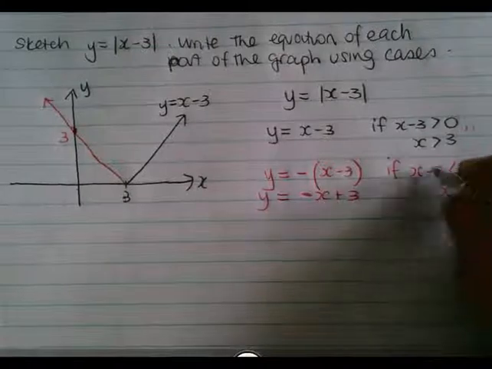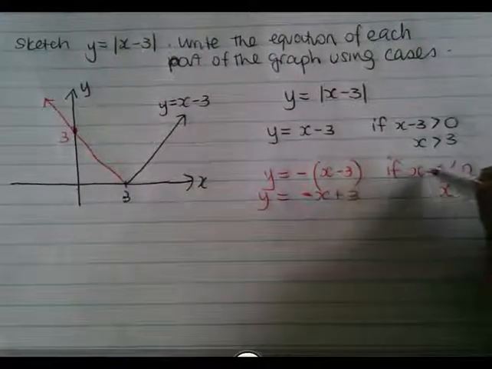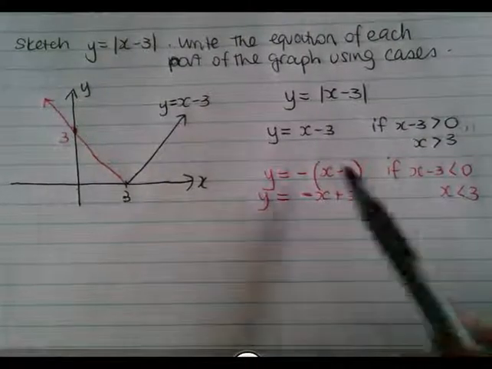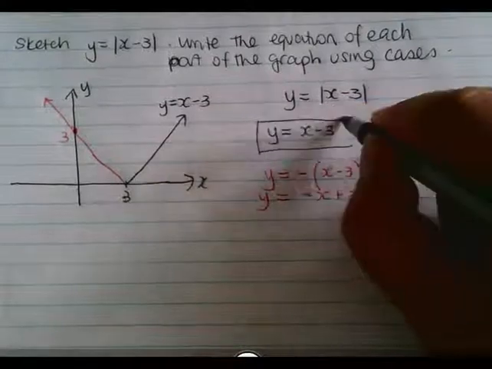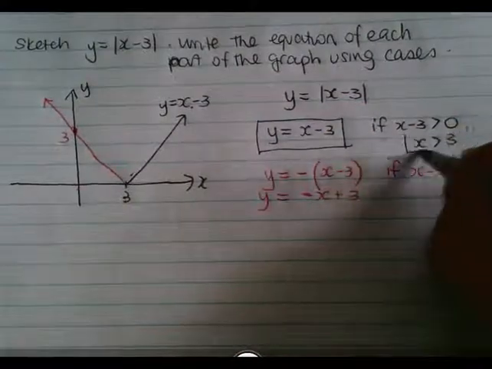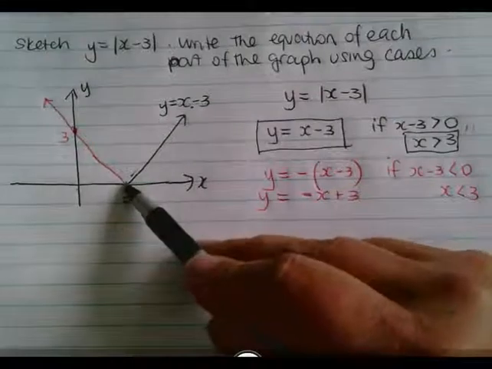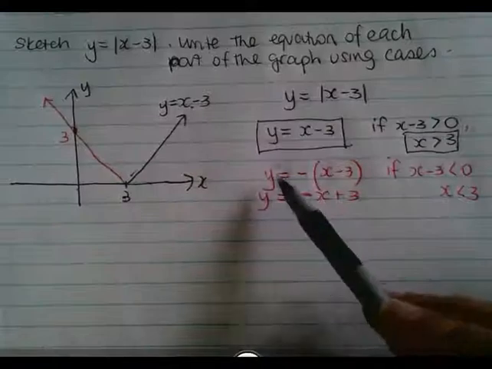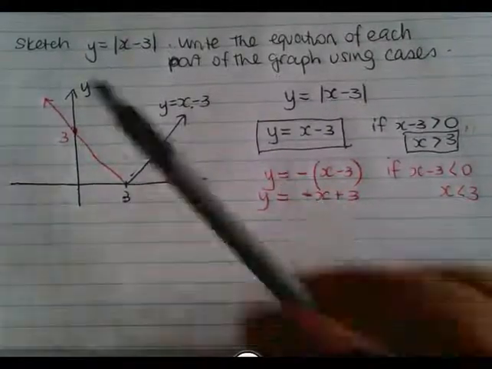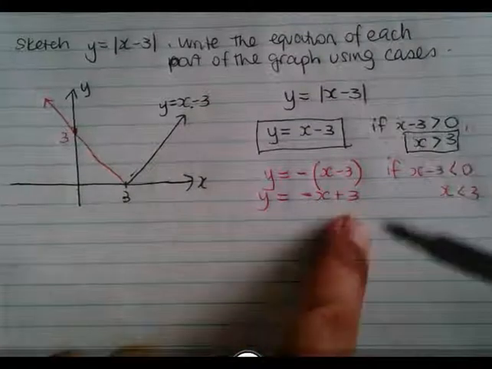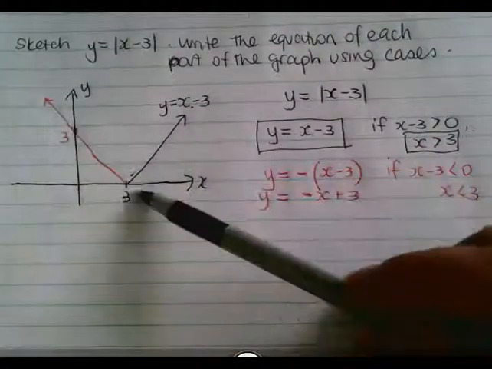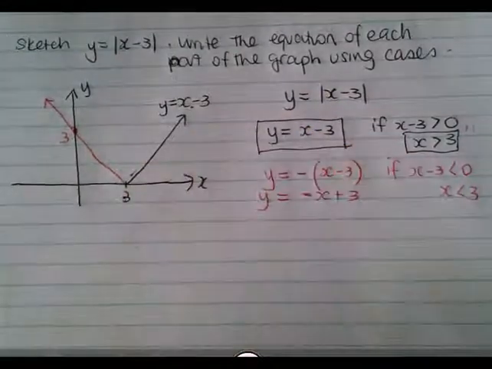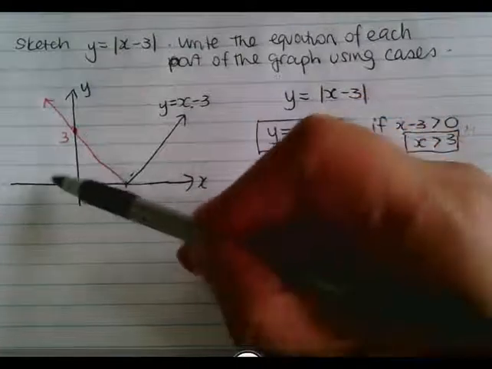x minus 3 is less than 0 is the same as x is less than what? 3. Now let's just have a look if that makes sense. So it's telling me that the equation of my line is y equals x minus 3 if x is greater than 3. Yep, see? x is 4, x is 5, yep, that works. And the equation of my line is y equals negative x. Hasn't that got a negative gradient? And what's the y-intercept? Plus 3? Makes sense. If the values of x are less than 3, and they are in the red section, the values of x are all less than 3.